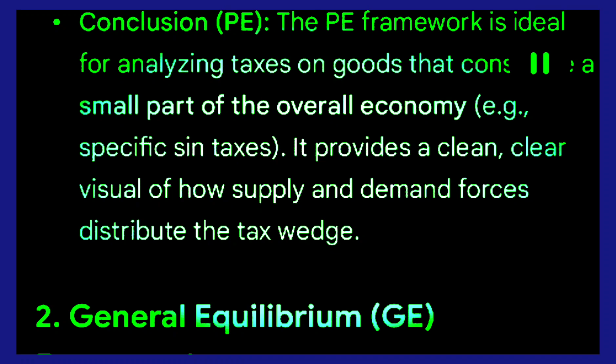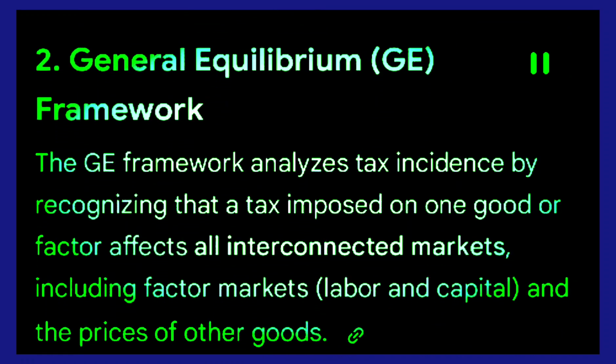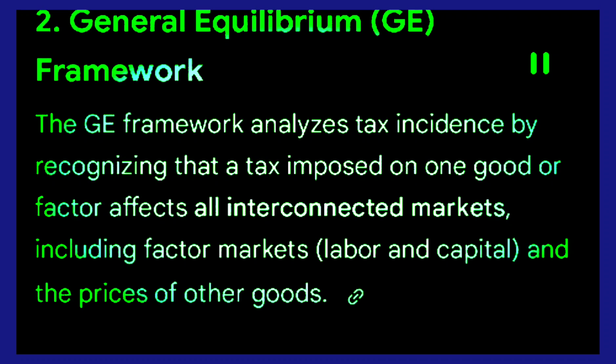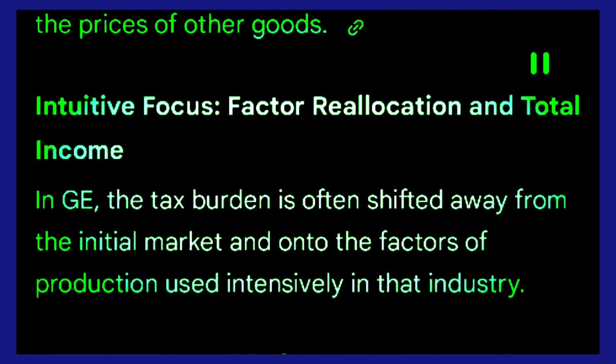2. General Equilibrium (GE) framework. The GE framework analyzes tax incidence by recognizing that a tax imposed on one good or factor affects all interconnected markets, including factor markets, labor and capital, and the prices of other goods. Intuitive focus: factor reallocation and total income.